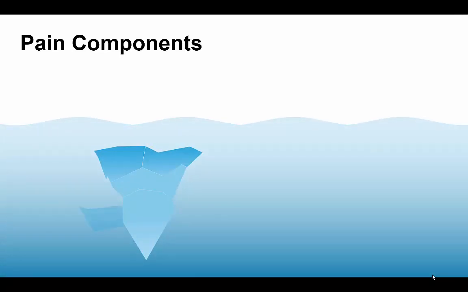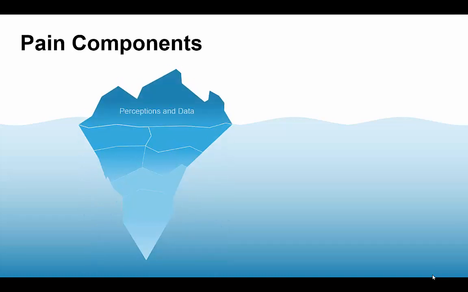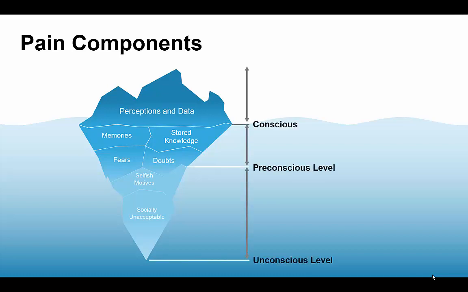There's actually quite a few, and most of them are hidden underwater. Most customers will share their perception and their data about a specific product or service, those things that they consciously are aware of. But if we dig a little bit deeper, we go back into their memories, their stored knowledge from earlier times, possibly their fears and their doubts. Maybe they have a selfish motive, possibly, or they find that that product or service that they want to buy might have some social connotations with their friends or family.